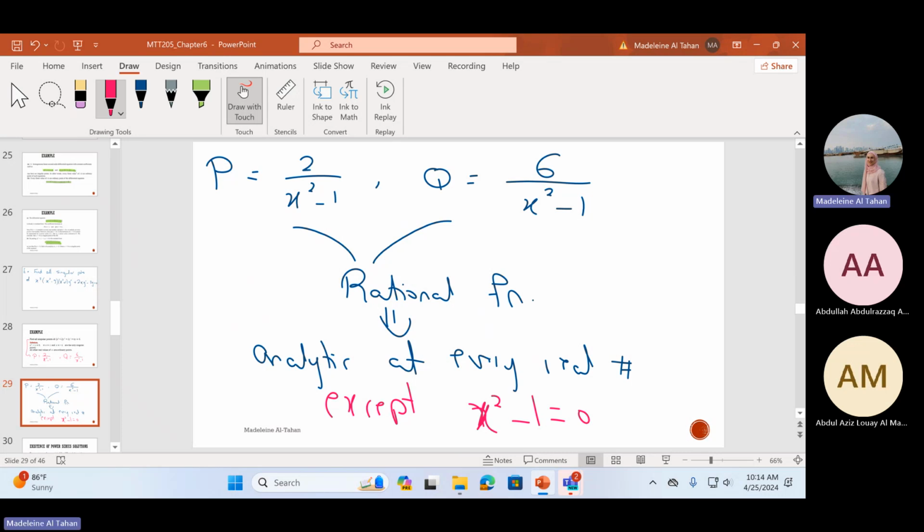When can we say that x squared minus 1 is equal to 0? x plus or minus 1. So how many singular points do we have? And every other point, it will be what? Ordinary point. Okay. So for example, x equals 7.5, it will be what? Ordinary or singular, miss? Ordinary.